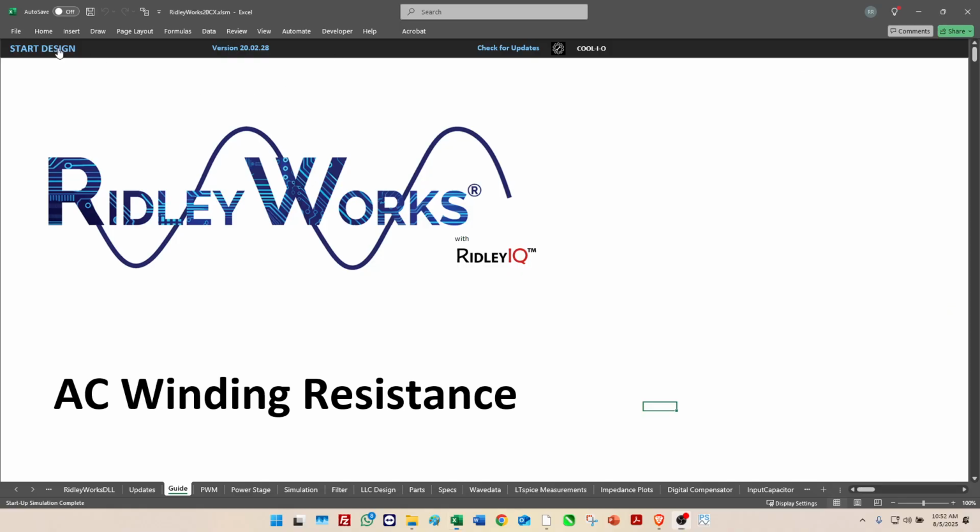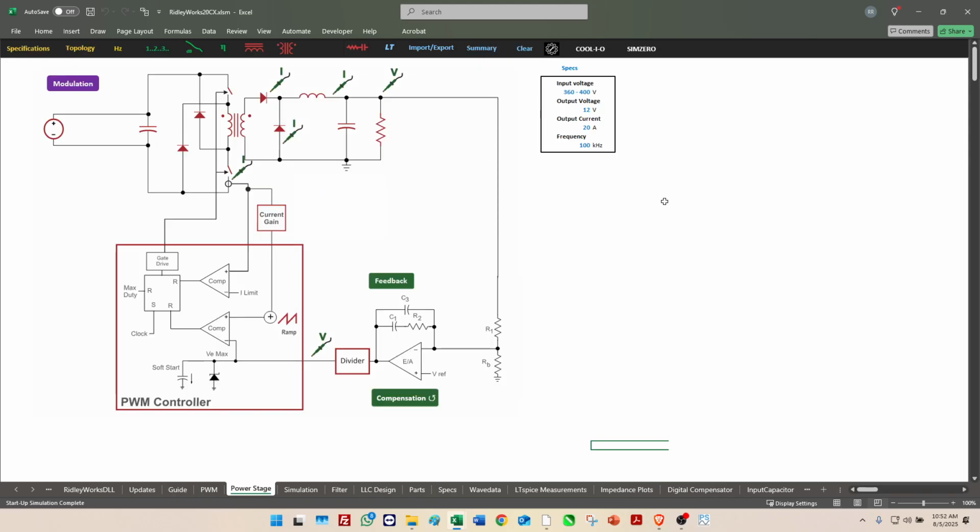So let's get started. Specifications to start your design. Here's our input voltage of 360 to 400 volts. That's what you might see with an output of a power factor correction circuit, and it's 12 volts, 20 amps on the output with a frequency of 100 kilohertz.